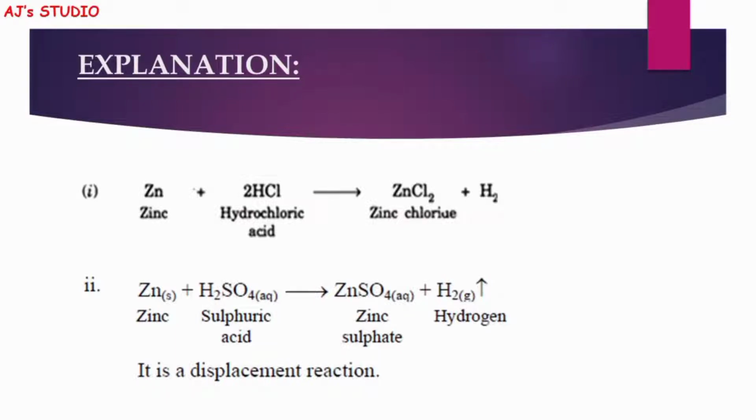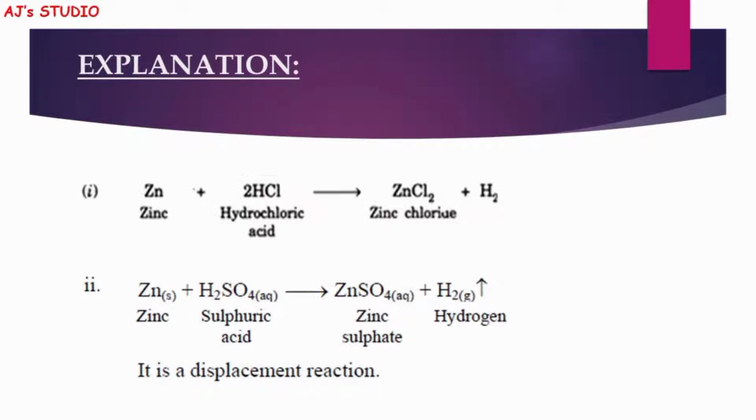Children, see here in the first one, we all know that the symbol for zinc is Zn, and for hydrochloric acid we have to write HCl. When zinc reacts with HCl, we know zinc is very reactive, so the zinc displaces the hydrogen and we get zinc chloride, and hydrogen gas is evolved, and this is the thing we have discussed before. And now let's move to the second reaction, that is when zinc reacts with sulfuric acid.